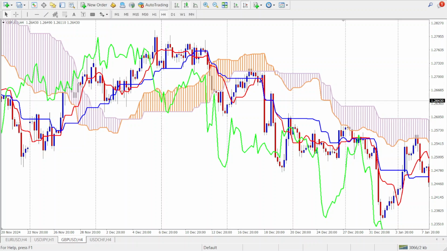So whether you are looking for trend confirmation, entry signals, or trend confirmation with the lagging line, the Ichimoku Cloud offers it all in one neat package.